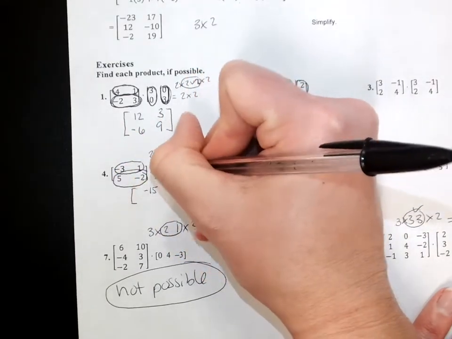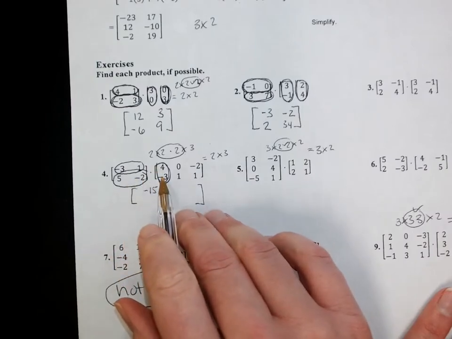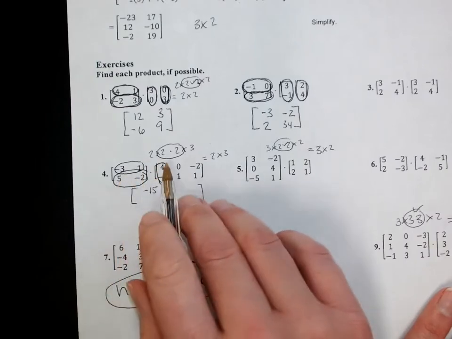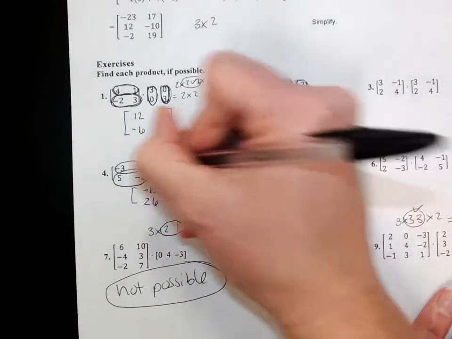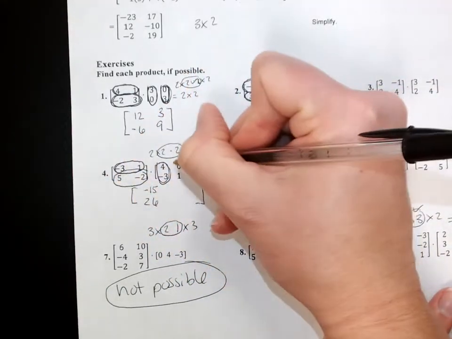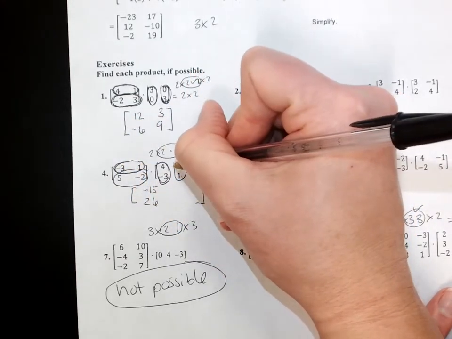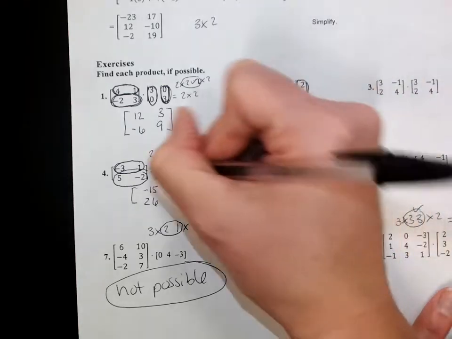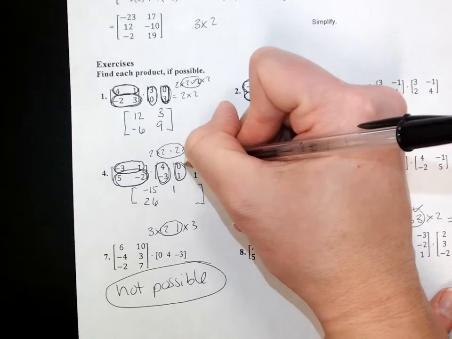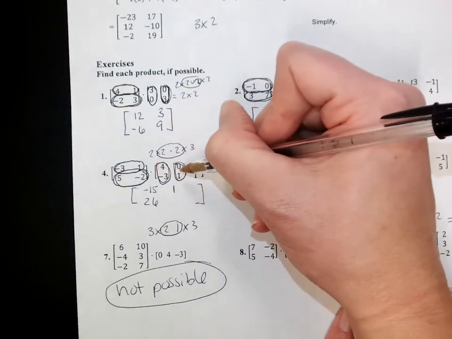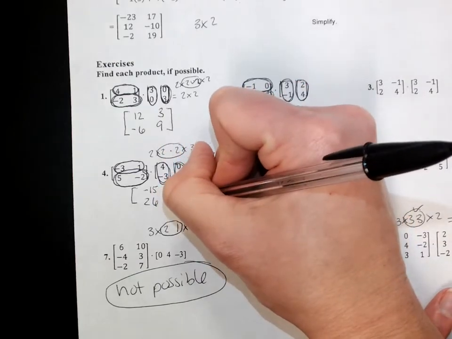5 times 4 is 20. Negative 2 times negative 3 is 6. 20 plus 6 is 26. Now do the same thing with the next column. So first row times the second column. Negative 3 times 0 plus 1 times 1. 0 plus 1 is 1. Same thing with this row and this column. 5 times 0, negative 2 times 1. 0 plus negative 2 is negative 2.